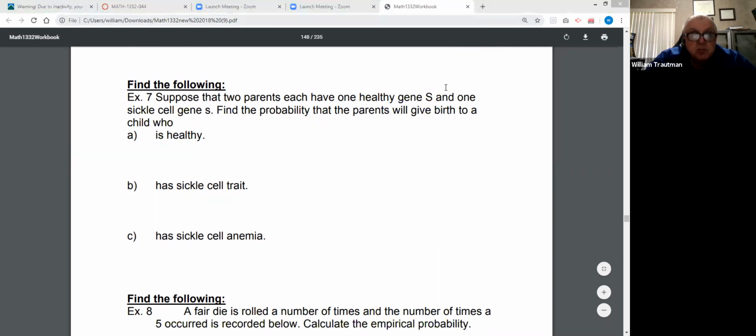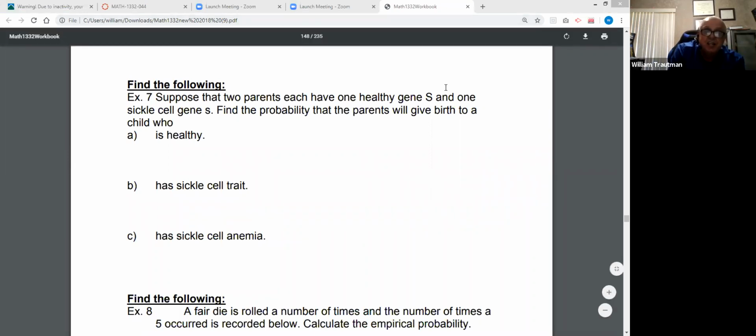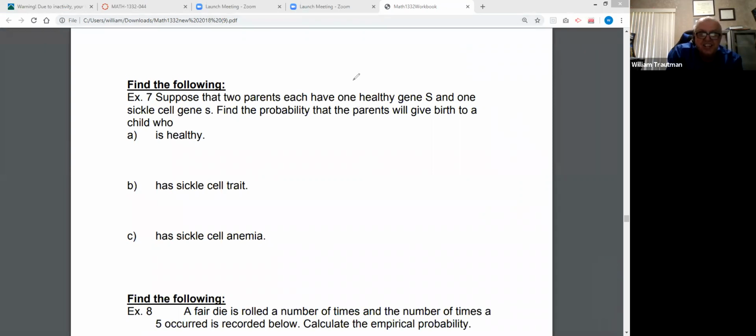Okay, next. Suppose 2 parents each have 1 healthy gene S, and 1 sickle cell gene s. Find the probability that parents will give birth to a child. So each parent has a big S and a little s. You could have both with big S, or one can have a little s and then a big S, or both can have a little s. That sickle cell trait is the little s.